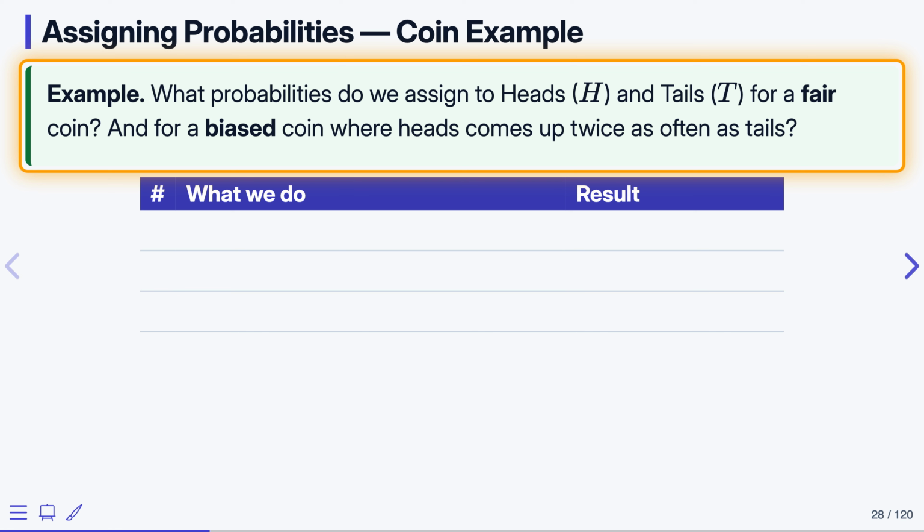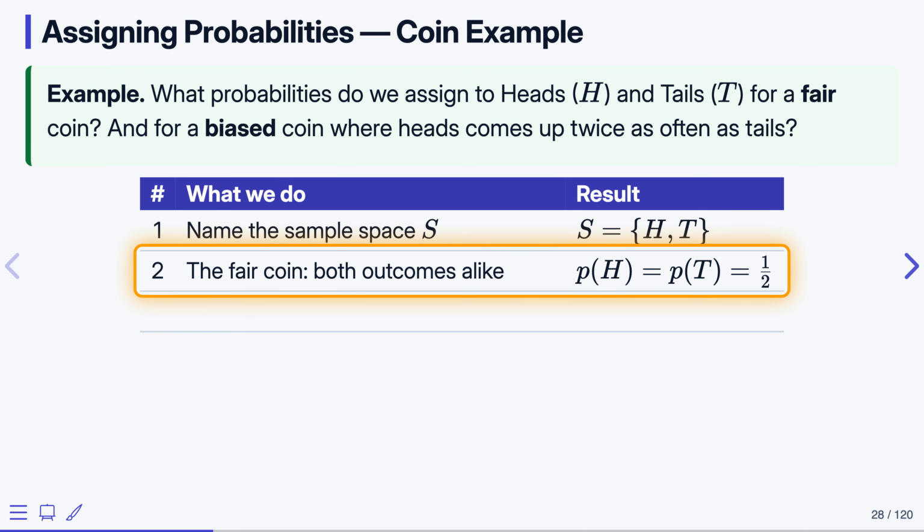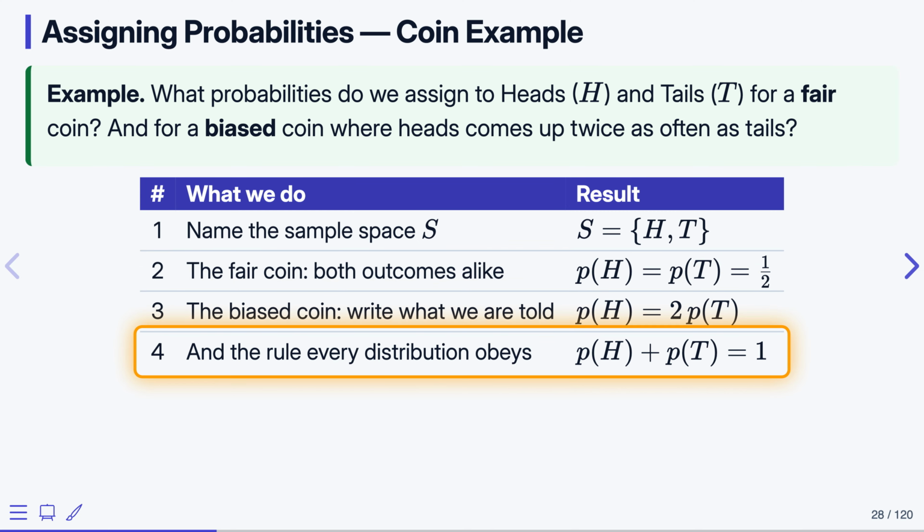Let's assign probabilities to a coin. First a fair coin, then a biased coin where heads comes up twice as often as tails. Step 1. The sample space is small. It is heads and tails. Step 2. For a fair coin, the 2 outcomes are alike, so each one gets 1/2. Step 3. Now the biased coin. We are told heads comes up twice as often as tails. In symbols, P of H equals 2 times P of T. Step 4, and every distribution must add to 1. So P of H plus P of T is 1. 2 facts, 2 unknowns. We can solve it.